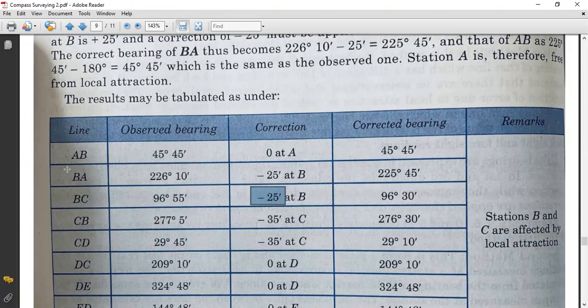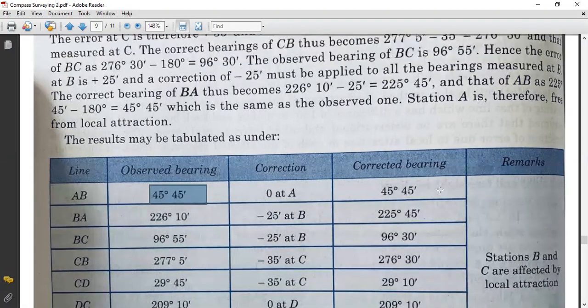Since BA is the back bearing of AB but starting from B, whatever correction applies for B here, the same correction will apply for B in the previous station also. So 226 degrees 10 minutes minus 25 minutes at B gives the corrected bearing 225 degrees 45 minutes. Now the corrected bearing of BA, 225 degrees 45 minutes, minus 45 degrees 45 minutes gives you 180 degrees between back bearing and fore bearing, right? So the correction is 0 at A, that is 45 degrees 45 minutes here.